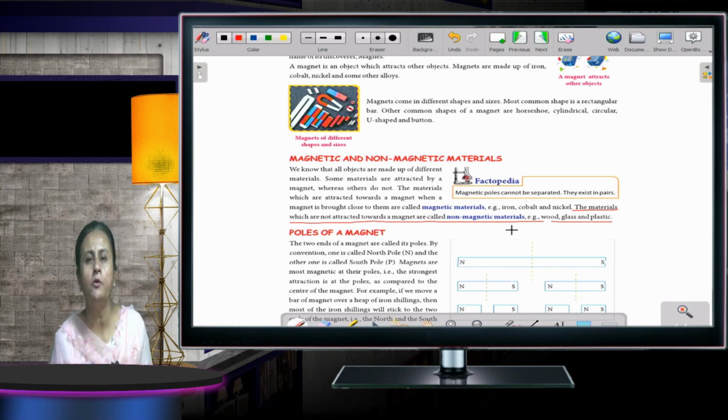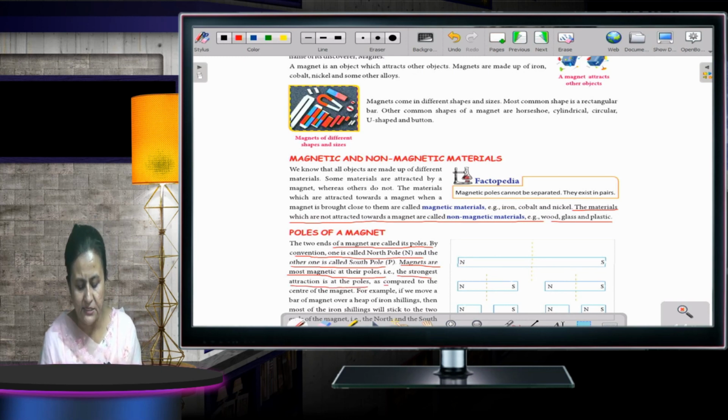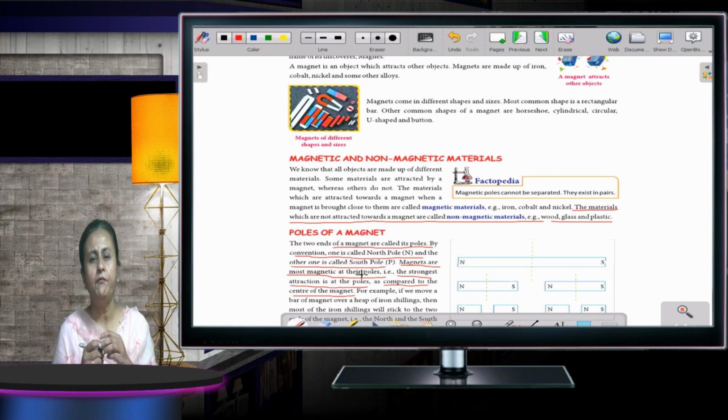Now, if I talk about poles of a magnet, a magnet has two poles, north pole and south pole. The two ends of the magnet are called poles. By convention, one is called the north pole and the other is called the south pole. Magnets are most magnetic at their poles, that is, the strongest attraction is at the poles as compared to the center of the magnet. At the ends of both the sides the magnetic force will be maximum. In the middle part the magnetic force would be there, but not so much as compared to the ends.